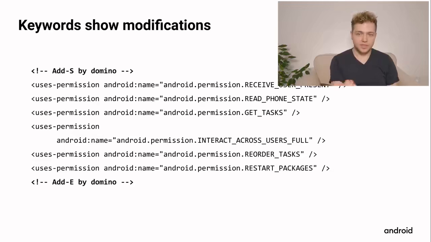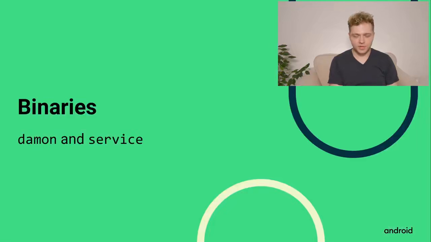So for example, these are the changes that are needed in the AndroidManifest.xml for the browser. And you can see that there are different permissions added. One of them is the read phone state mentioned in the README file, and there's a bunch of others as well that are only used by Domino. That's why they have to be added to the browser.